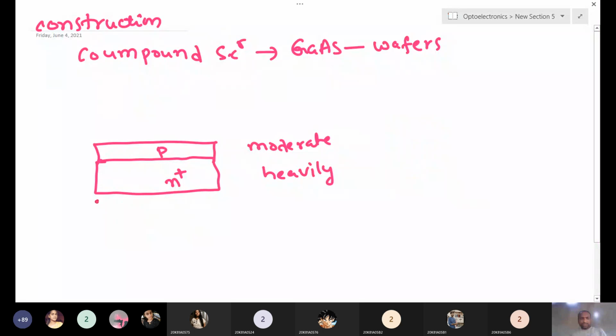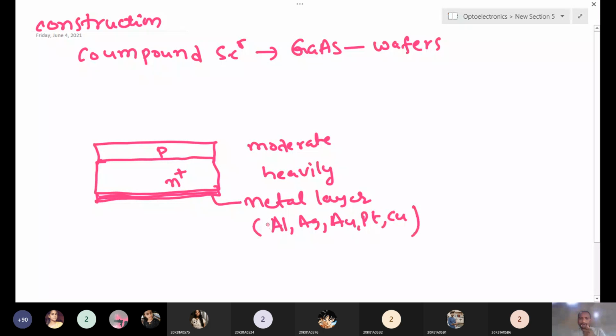At the bottom, to collect charge carriers, to collect current, we will make one metal layer. This is a metal or conducting layer. Here the metal can be aluminum, gold, platinum, copper. Any metal can be used depending on our requirement, and we'll also optimize each layer to get the best performance of the LEDs.